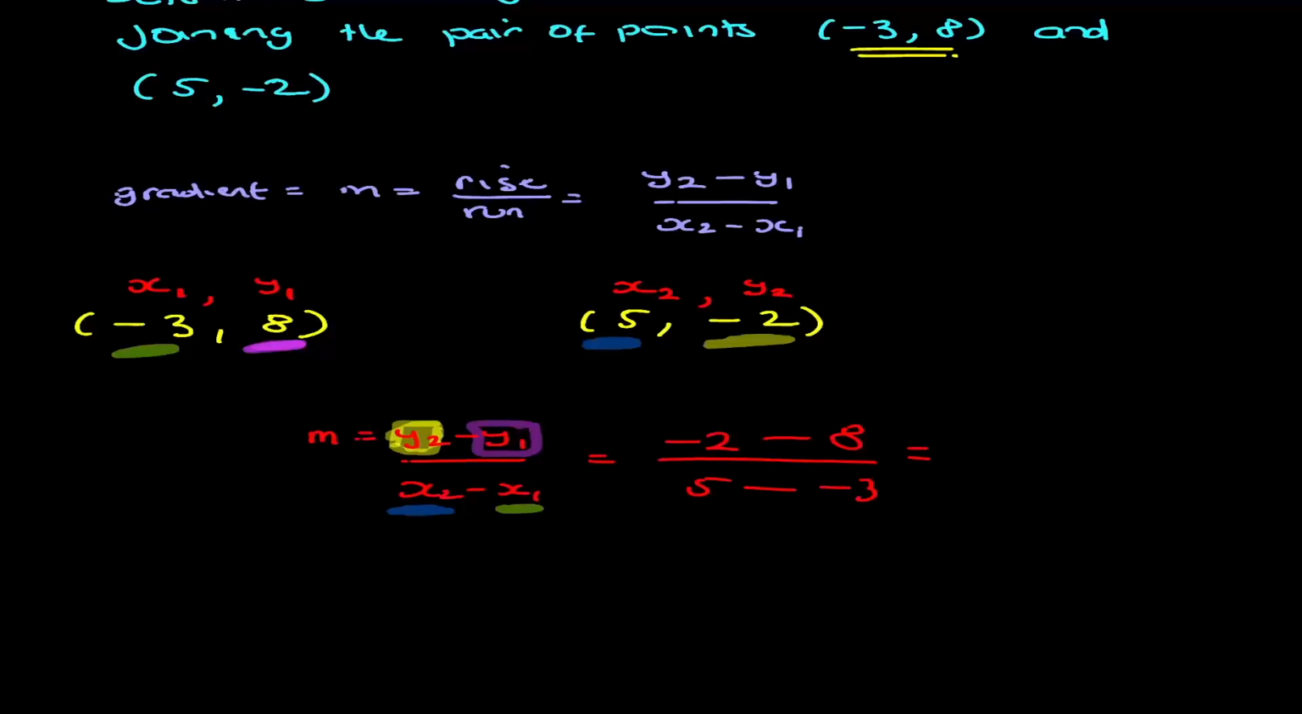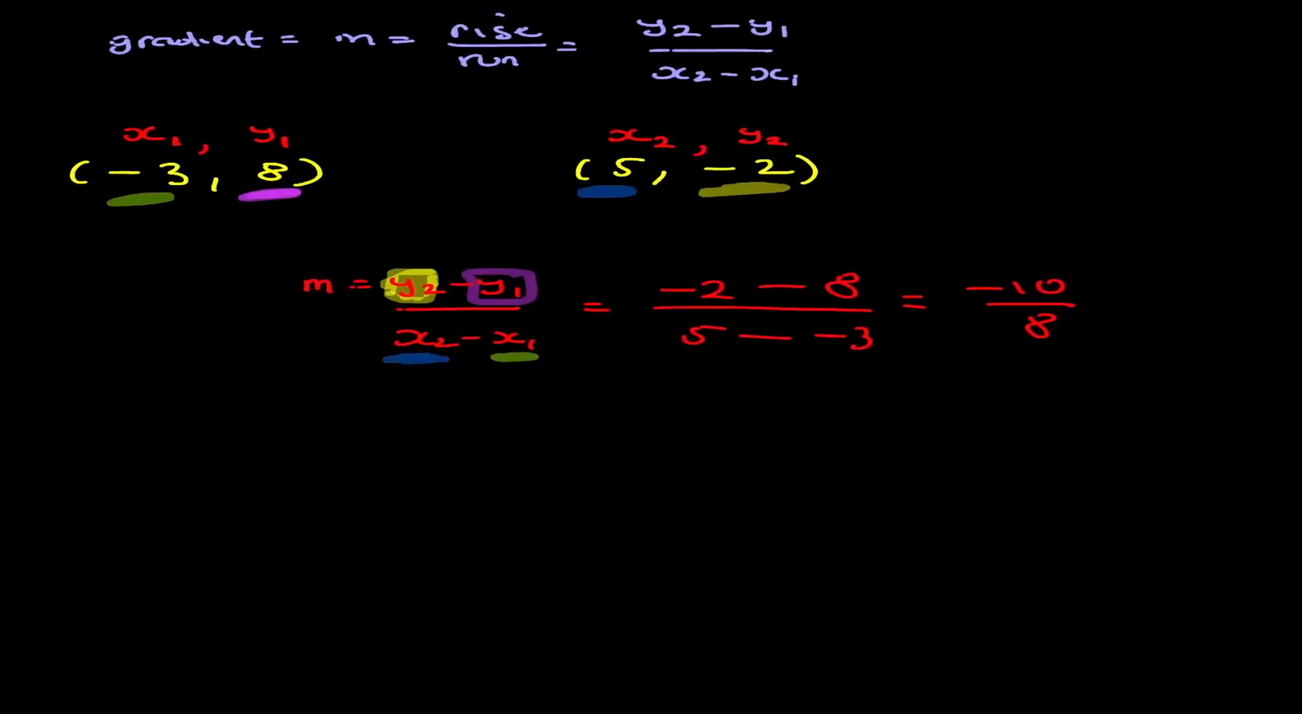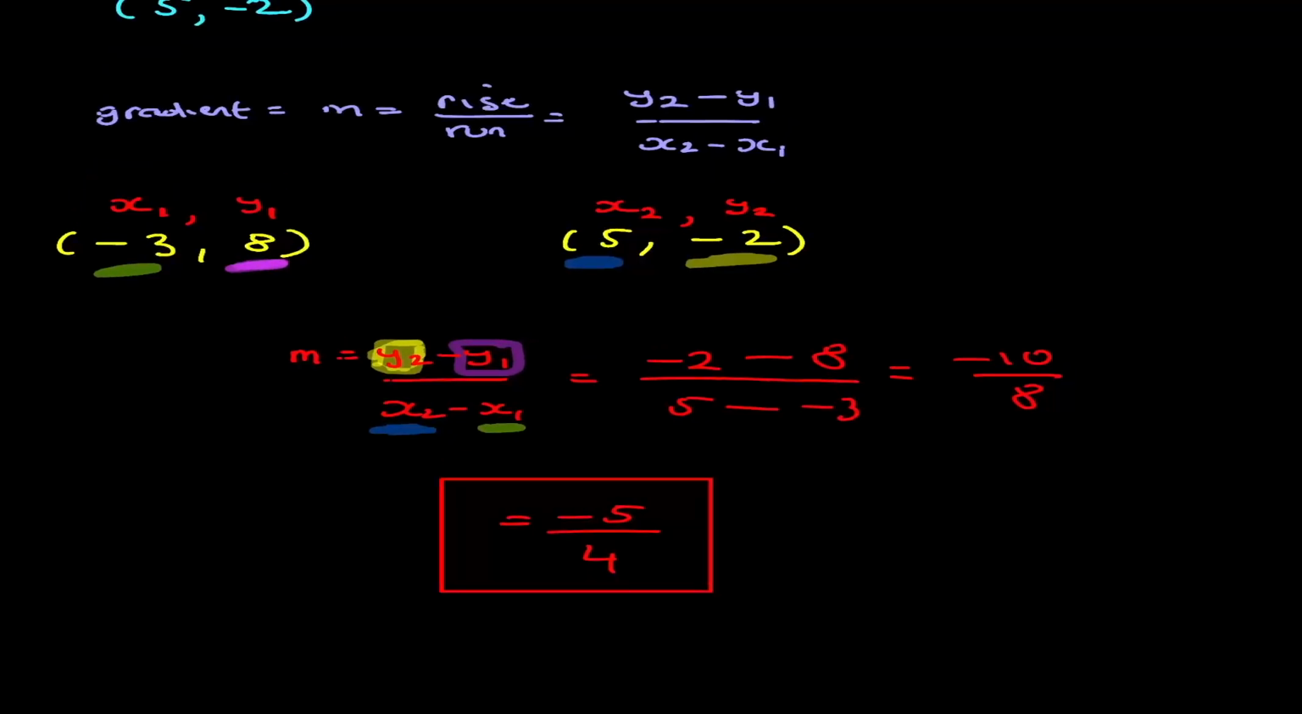Okay, let's do this. -2 take 8 is -10. 5 take away -3 becomes 5 plus 3, right? Because two negatives, when they're next to each other, becomes positive. And 5 plus 3 is 8. So we've got -10 on 8, which is both even numbers, so you can simplify them by halving them. So my gradient is -5 on 4. So you get a negative gradient. It's gone down by 5 units, across by 4 units. Nice. Hopefully that makes sense.